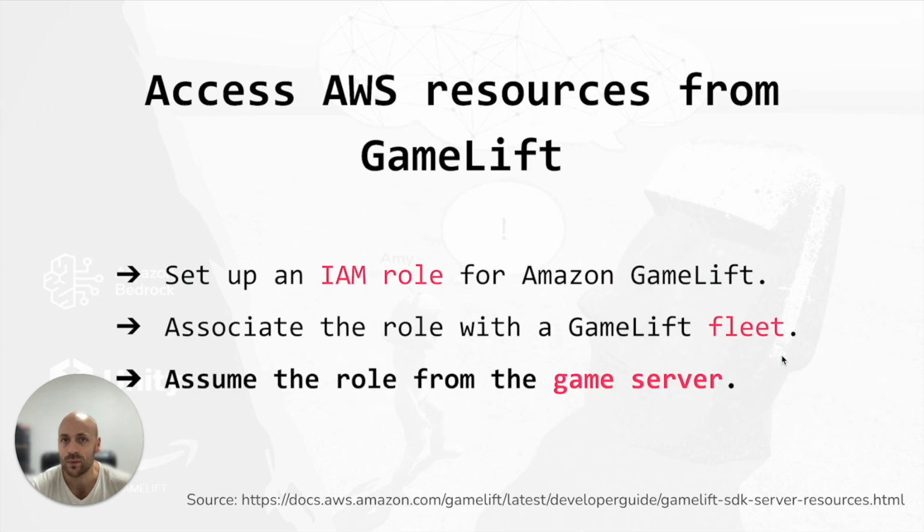The GameLift documentation tells us the following. If you want to connect your game server to other resources, you have to follow those steps. First, set up an IAM service role for Amazon GameLift. Then associate the service role with your GameLift fleet, and this is the extra step. You need to add code to your game server to assume the service role and then call the service you want, in our case Lambda.